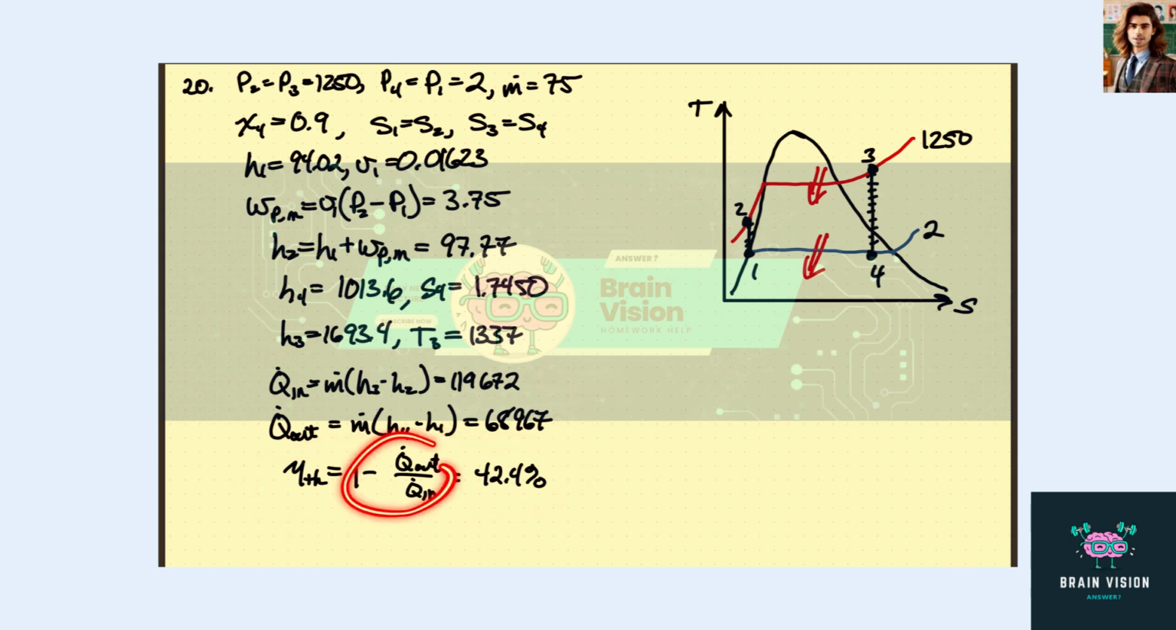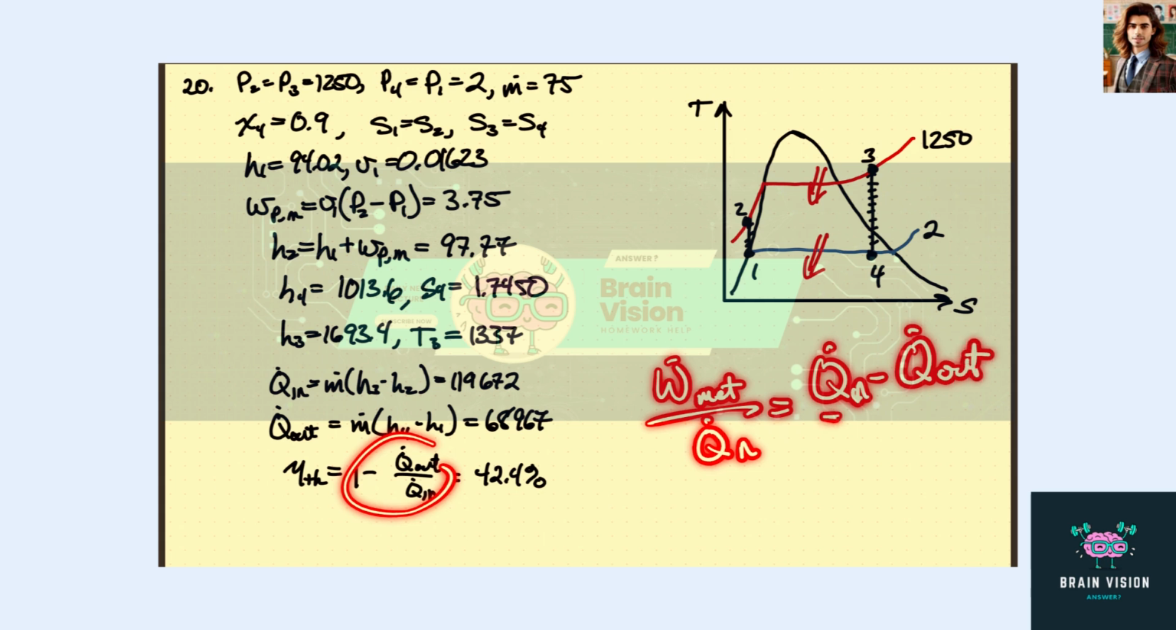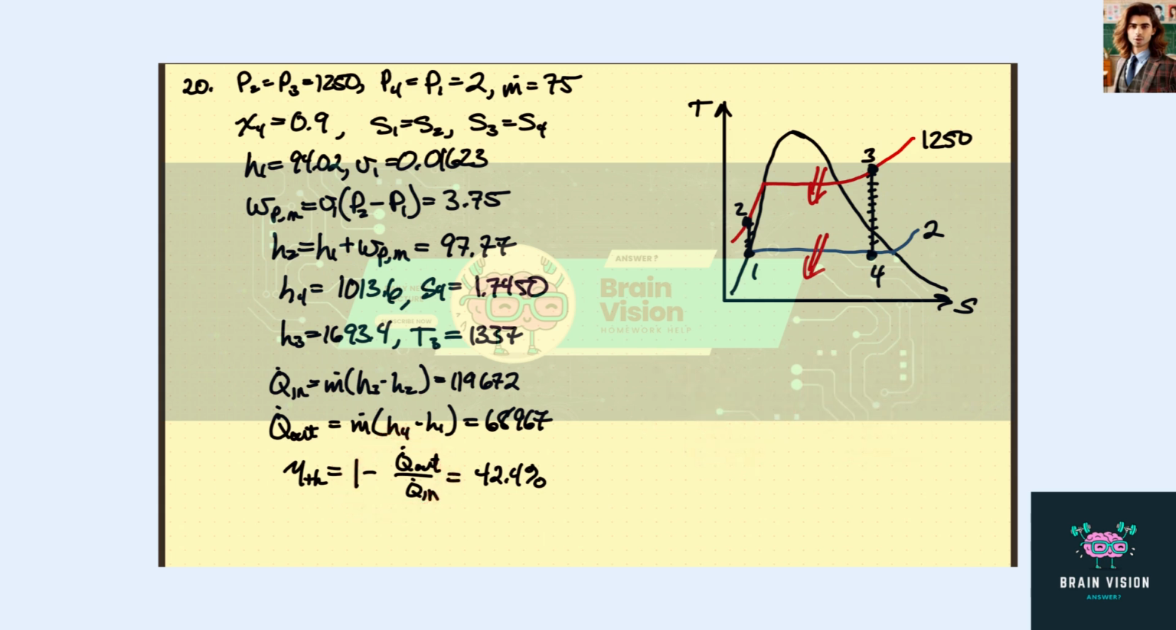By just using this form, you had W dot net all over Q dot in, but W dot net is Q dot in minus Q dot out, all over Q dot in. So we get 1 minus, we get this expression. Again, you've seen that hopefully many, many times by now.